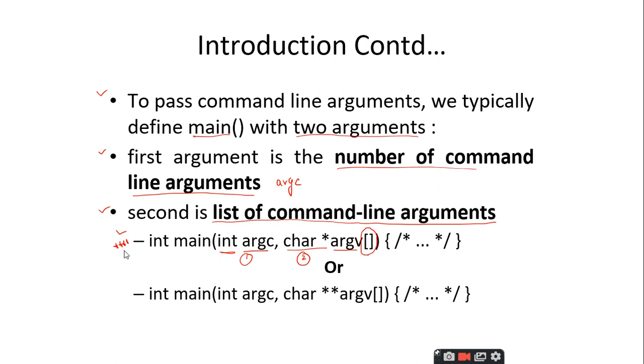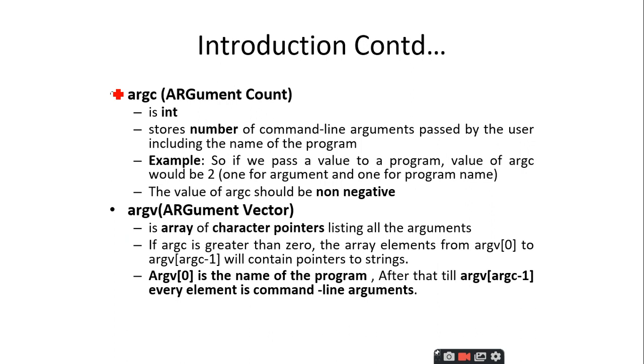After this basic idea, let me discuss some more points regarding the argument count and argument vector. The argument count's data type is an integer, and it stores the number of command line arguments passed by the user, including the name of the program. So, while you are running the C program with the command prompt, it is mandatory that you specify the name of the program as the first parameter, and after that you give the values to the main function. Let me take an example.